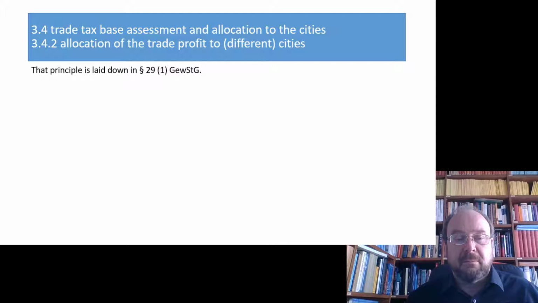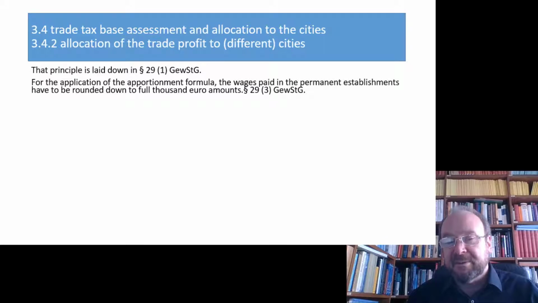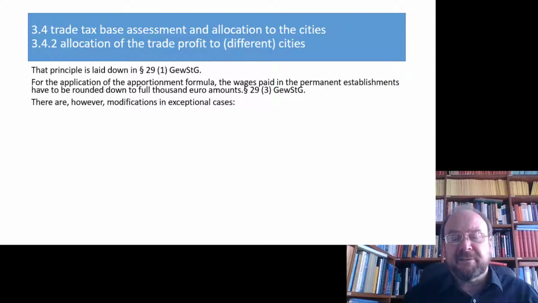Now, you can naturally also follow up that principle in the legal sources, Section 29 of the Trade Tax Act. In order to avoid a catastrophe when it comes to adding up and calculating, the wages which are paid in the different permanent establishments have to be rounded down to full €1,000 amounts. Otherwise, you end up with percentages with many decimals behind the comma. So that's not so frequent. There are some exceptional cases, modifications.